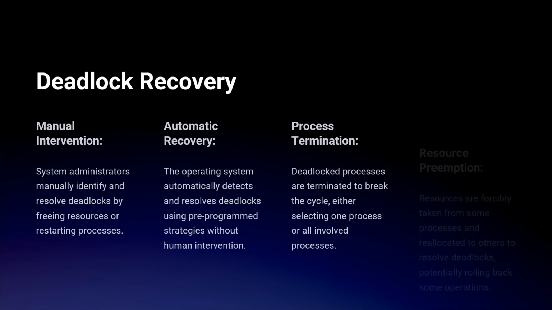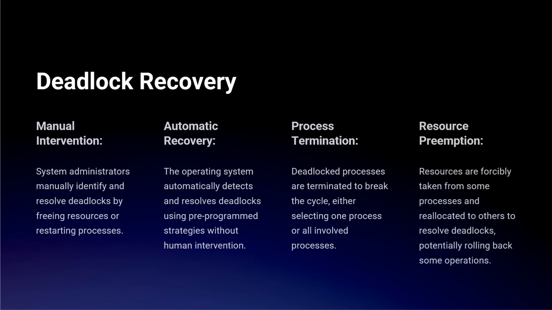And last, resource preemption. In this method, resources are forcibly taken from some processes and reallocated to others to resolve the deadlock. This may involve rolling back some operations to free up resources. The preempted processes might be paused or restarted once the necessary resources become available.